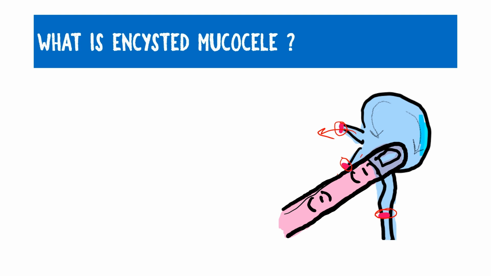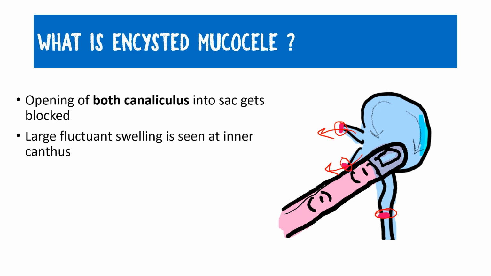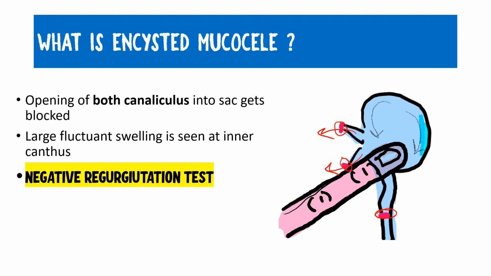regurgitation because there is no place for the regurgitate to come out, right? So as the opening of both the canaliculi to the sac also gets blocked, there will be a development of a large fluctuant swelling seen at the inner canthus. And when you carry out a regurgitation test or the ROPLAS test, that test is also going to be negative here. So it is as if the entire tear or the entire regurgitate is encysted within that cavity, and therefore this is called an encysted mucocele.